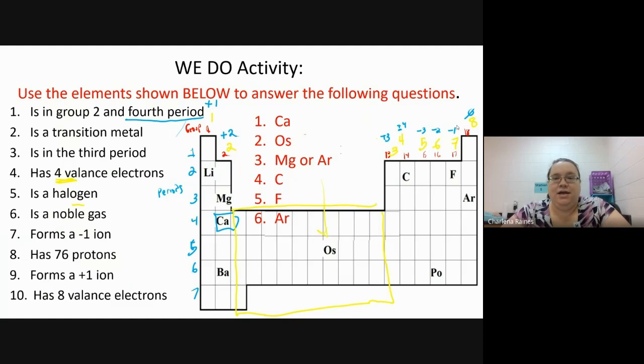So who has a -1 ion? Well, it's got to be fluorine. It's the only one that is in group 17.